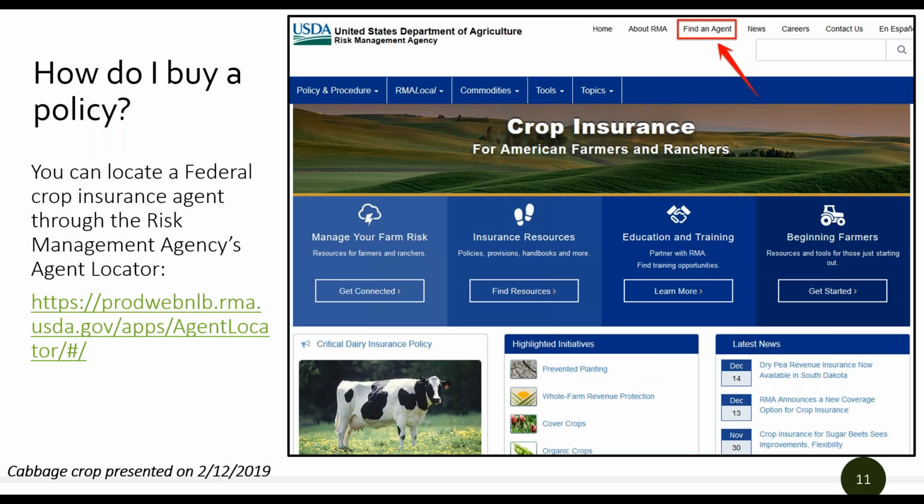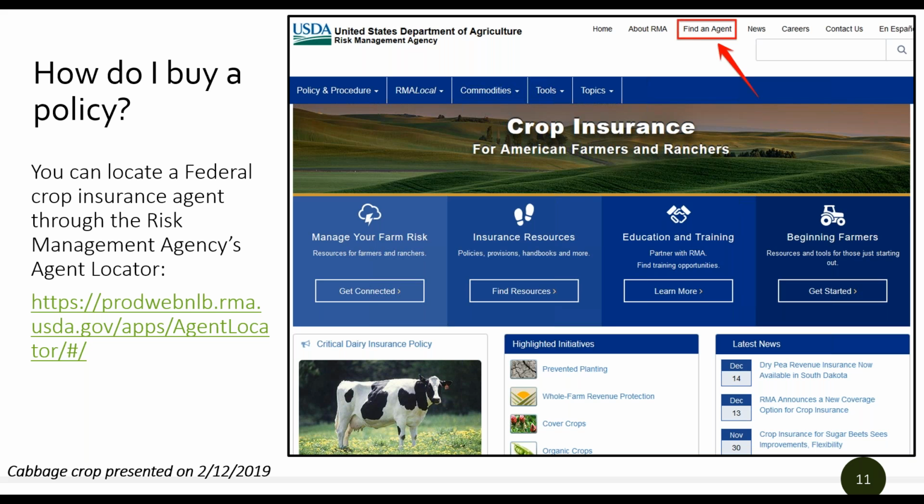Before we dig into the details, we have to talk about a critical piece of the crop insurance puzzle: finding an agent. A crop insurance agent is your local expert and best resource on how, when, and what kind of crop coverage to add to your risk management toolkit. Crop insurance is available through independent crop insurance agents licensed in your state.